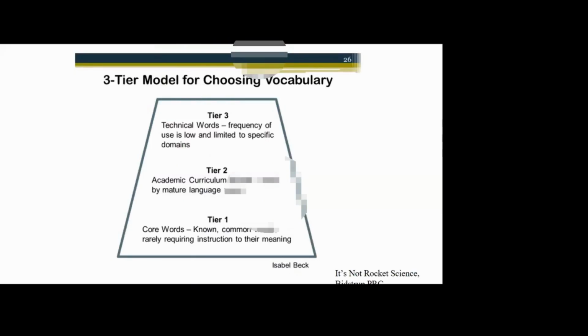All right. So I borrowed this slide from It's Not Rocket Science, which is a class that Kara Bitstrup and I put together and teach for PRC. So Isabel Beck writes about three tiers of vocabulary. Tier one words are common known words like problem, change, help, or happy. So those are your core words, right?